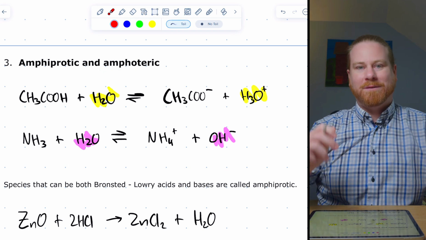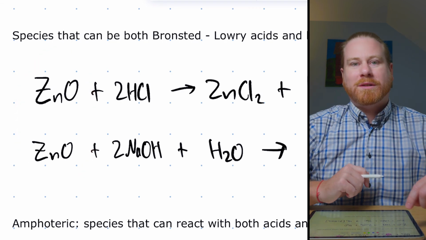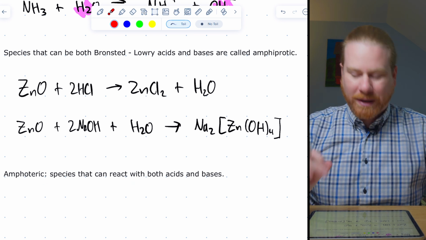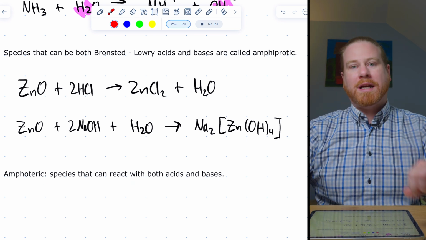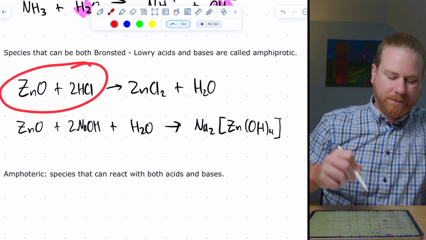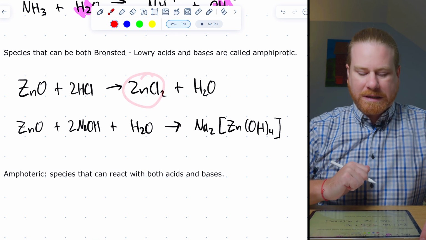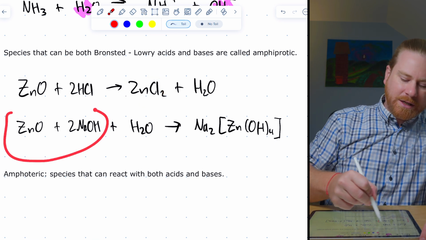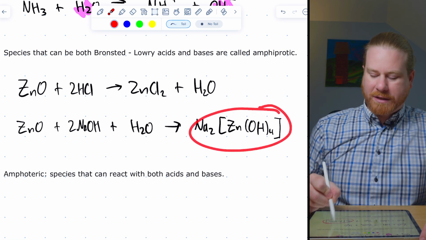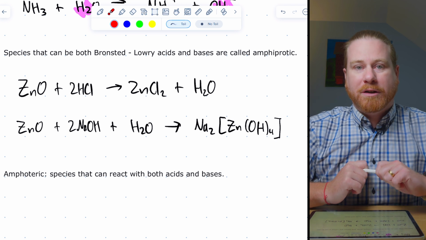Our last word is amphoteric. Zinc oxide is an example of something that is amphoteric. Amphoteric species can react with both acids and bases, but they don't have a proton to donate. So in our first reaction, zinc oxide is neutralizing an acid to give us a salt. And in our second reaction, it is reacting with a base, neutralizing a base again to give us a salt. There we go.